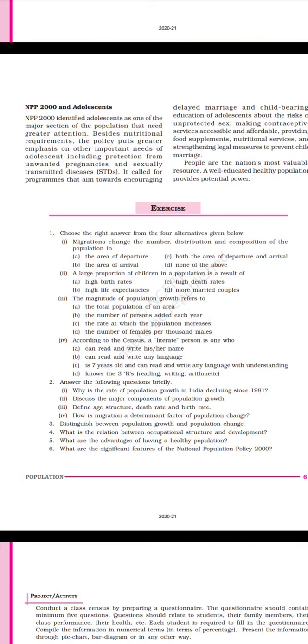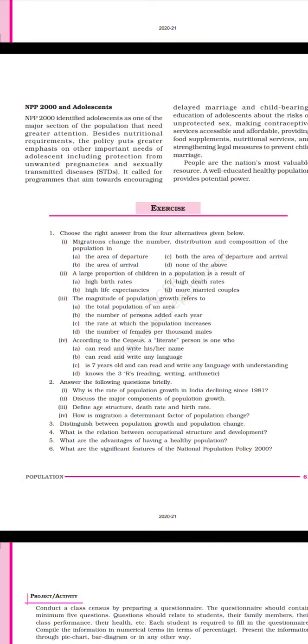The magnitude of population growth refers to the total population of an area, the number of persons added each year, the rate at which the population increases, the number of females per thousand males. According to the census, a literate person is one who can read and write his or her name, can read and write in any language, is 7 years old and can read and write any language with understanding, knows the three Rs: reading, writing, arithmetic.